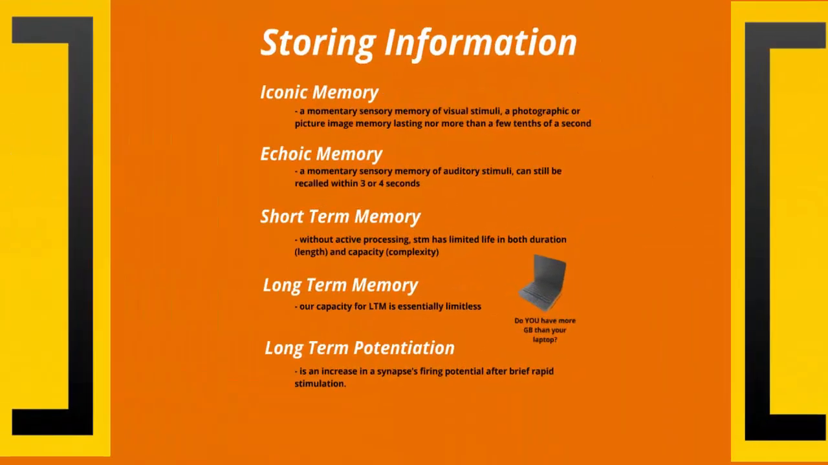How do we store information? An iconic memory refers to a sensory memory of a visual stimulus, like a photograph or a picture image memory that lasts a few tenths of a second. And an echoic memory refers to a sensory memory of auditory stimuli, something we can hear that can be recalled within 3 or 4 seconds. Our short-term memory has a limited life in both duration and capacity, and we're usually better for digits than for random letters, and better for information that we hear than for images that we see.